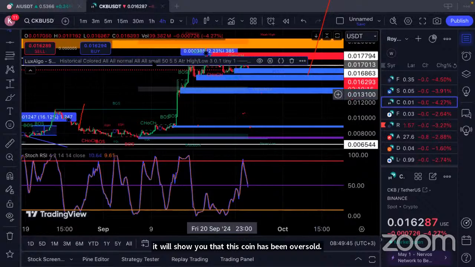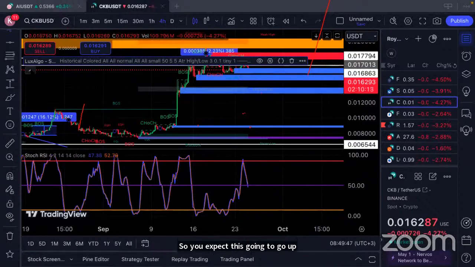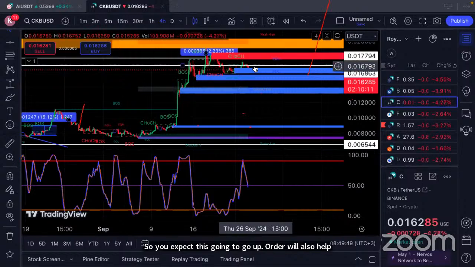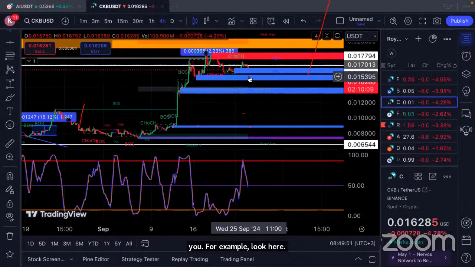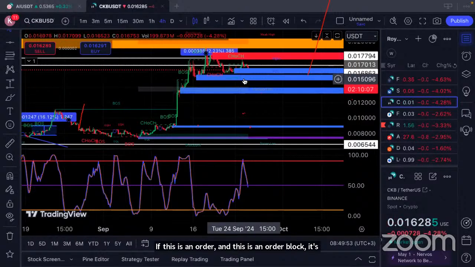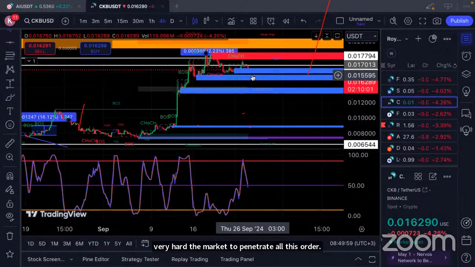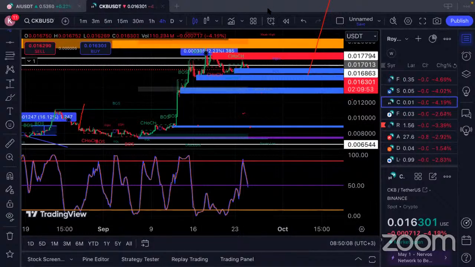Order blocks will also help you. For example, look here. If this is an order block and this is an order block, it's very hard for the market to penetrate all these order blocks. Let me come back again. A bit complicated, but we shall learn slowly.